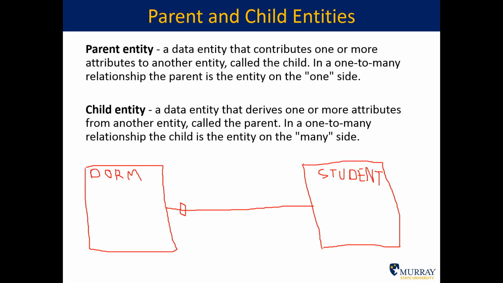Now, what is the maximum? The maximum is 1 because it doesn't make sense for a student to live in more than one dorm. Why would you rent 2 rooms in 2 different dorms? So it doesn't make sense, right? So a student lives at the minimum in 0 dorms, at the maximum 1 dorm. Now, if we go this way, 1 dorm is associated at the minimum with how many students? Think about it for a second.